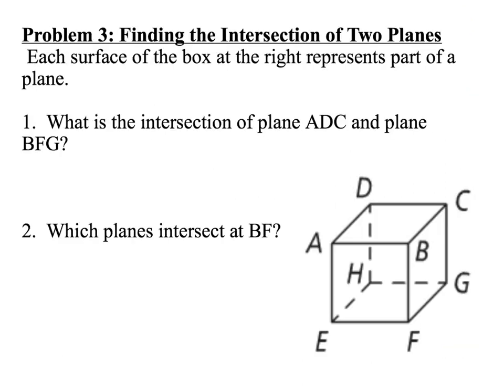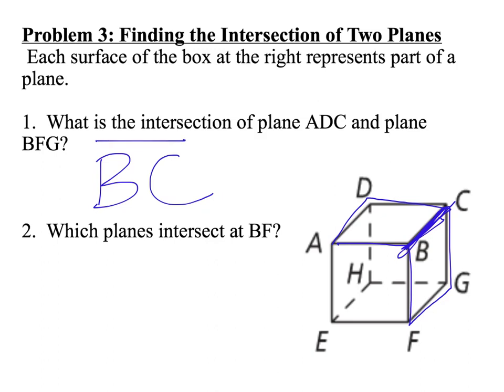Now we have 3 different questions again. So each surface of the box at the right represents a part of a plane. So again, if I have a cube, any flat surface would be a plane. What is the intersection of plane ADC and plane BFG? So if I trace this out, ADC is this plane. And then I have plane BFG. If I look, this is the only spot that I traced out twice. So the intersection, or where they overlap, would be BC. And there's no arrows, so I do not represent the arrows.